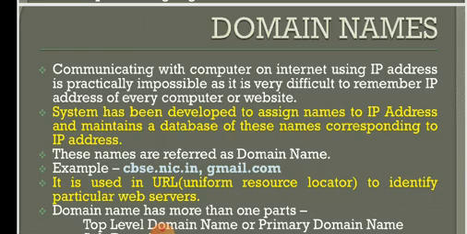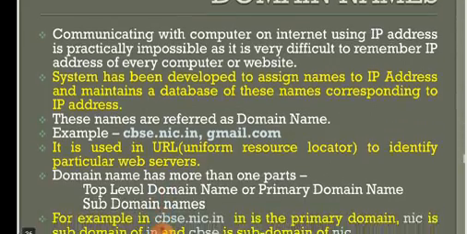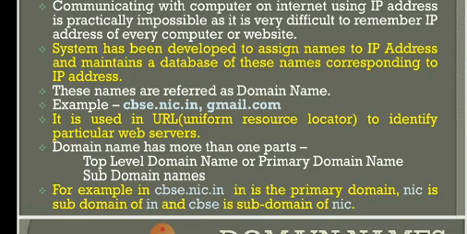For example, we'll have cbse.nic.in. These things will be called domain names. Actually, a domain name will be used along with the URL to identify a particular web service. URL stands for Uniform Resource Locator. Each and every URL will have a domain name. A domain name will have more than one part. One is the top level domain name, that is called the primary domain name. Another one is subdomain names. So each and every domain name will have more than one part, the primary domain name and subdomain names.